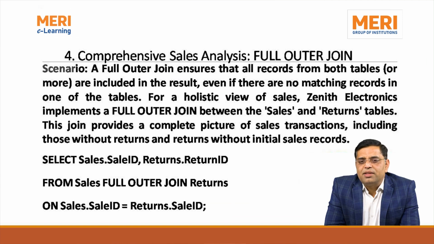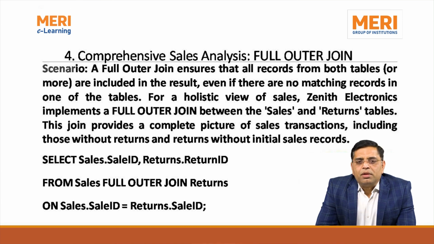Comprehensive sales analysis. To understand sales fully, we need info on all transactions, even ones without returns or records of initial sales. This SQL query combines data from two tables, sales and returns. Using a full outer join, it selects two columns, sales ID from the sales table and return ID from the returns table. The full outer join ensures that all records from both the tables are included in the result set.